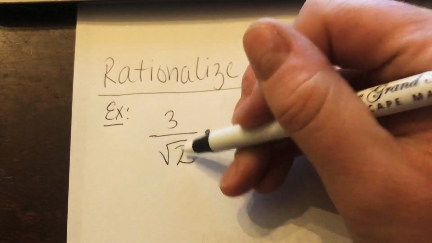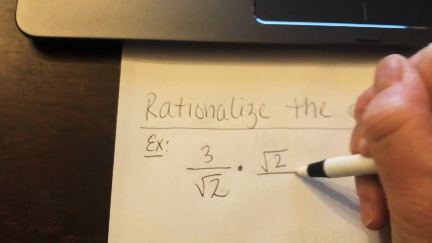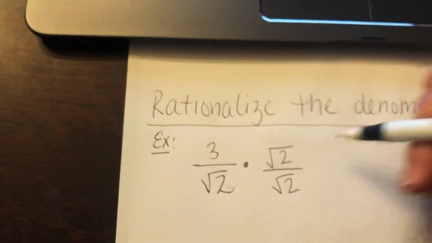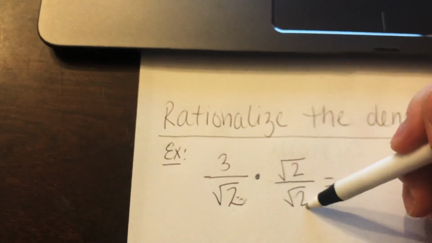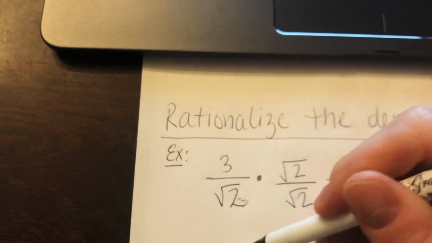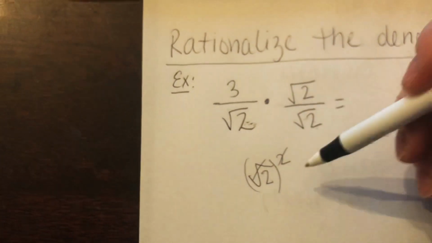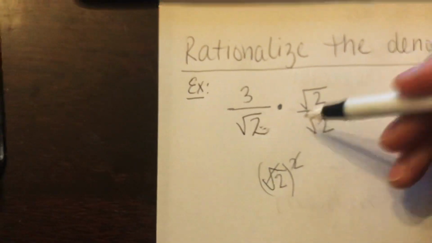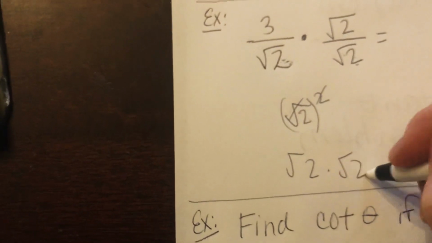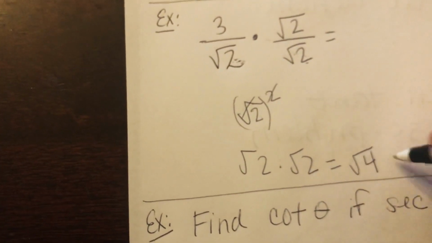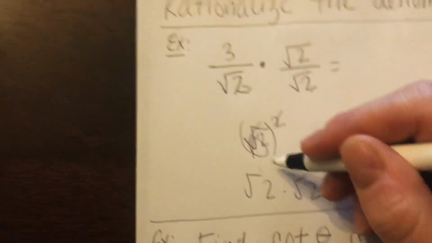In order to do that, I'm going to multiply it by itself. So I'm going to multiply this by radical 2 over radical 2. Why? Because what's going to happen down here is radical 2 times radical 2. It's like having radical 2 squared, right? Where the square and the square root cancel. Sorry, I wasn't in the screen here. Or you can look at it this way: radical 2 times radical 2 is radical 4, which is just 2, right? So either way, you're getting rid of the radical, right?